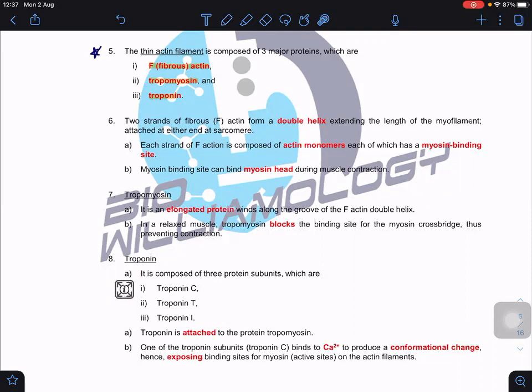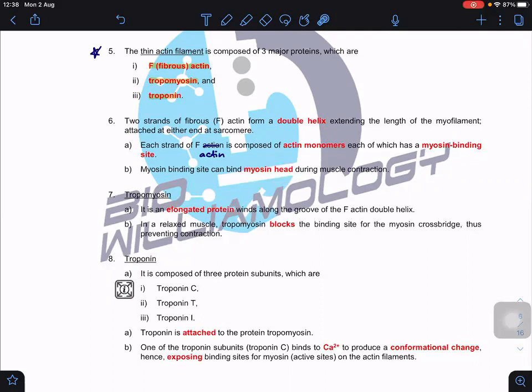So what's so important about F-actin? The major component of the thin filament is fibrous actin. This fibrous actin also forms a double helix, extending the length of the myofilaments, attached at either end of the sarcomere. Each strand of F-actin is composed of actin monomers, each of which has a myosin binding site, and it provides this site for the binding of the myosin heads during muscle contraction.